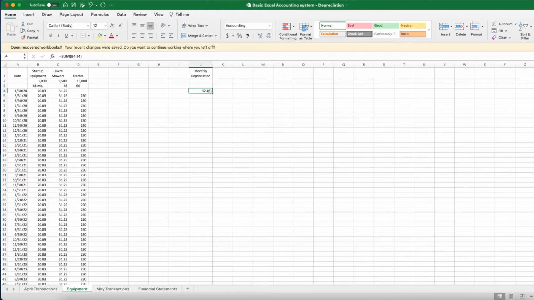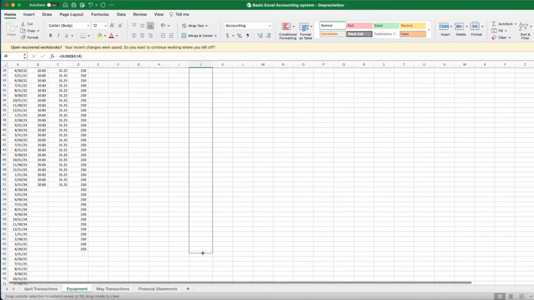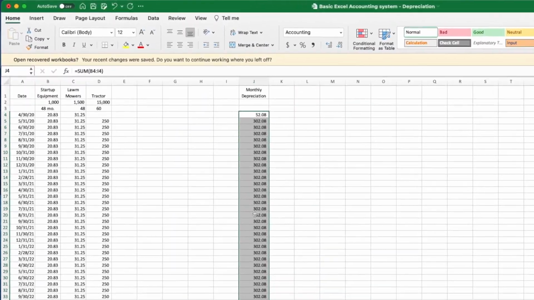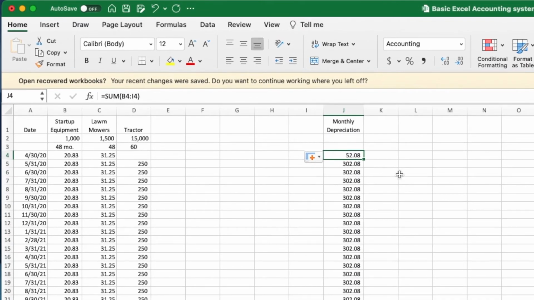And as we move down here, we can drag this as well for the time being. There we go. So there's our $52 the first month. Our second month depreciation, because we bought the tractor and now are going to be using it, every month we have the tractor, it's costing us money, is $302. That is our depreciation, or our use of all of our equipment.